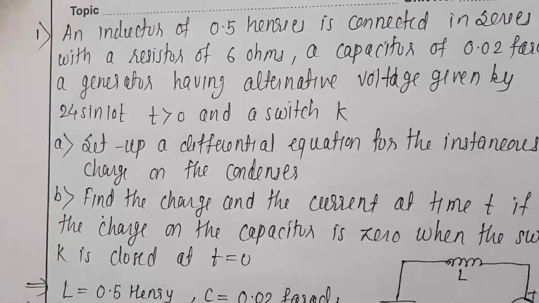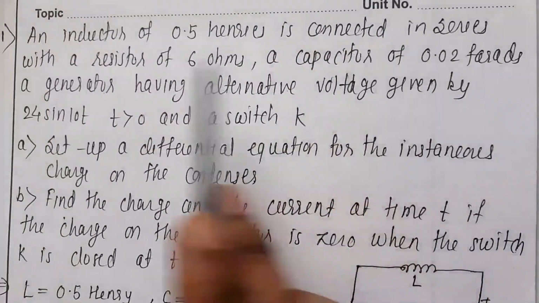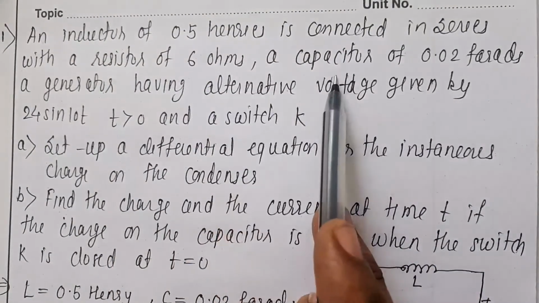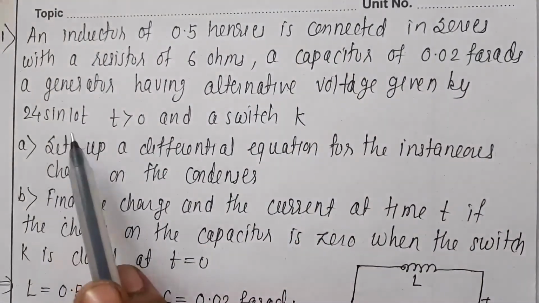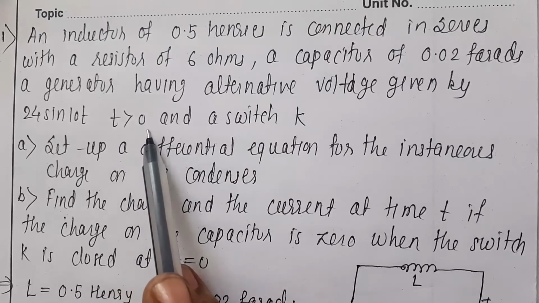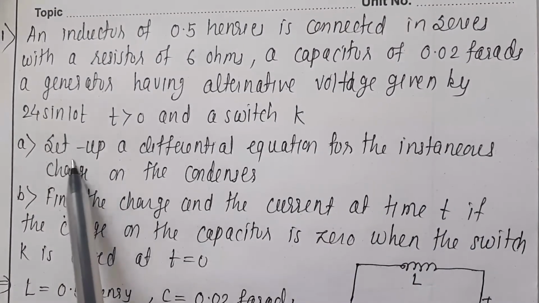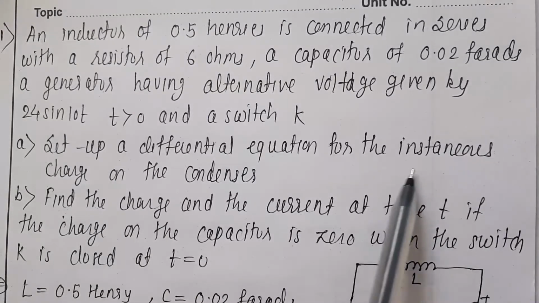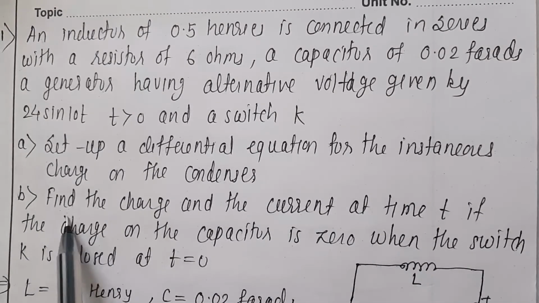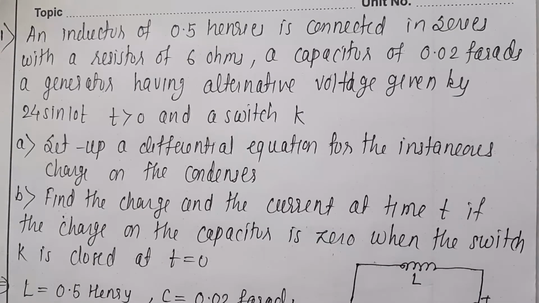So the question is: an inductor of 0.5 henries is connected in series with a resistor of 6 ohms, a capacitor of 0.02 farad, and a generator having alternating voltage given by 24 sin 10t, t greater than 0, and a switch K. First, set up a differential equation for the instantaneous charge on the condenser, and second, find the charge and the current at time t if the charge on the capacitor is 0 when the switch K is closed at time t equals 0.